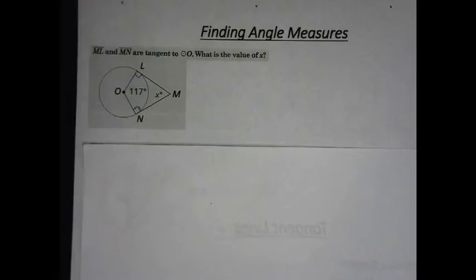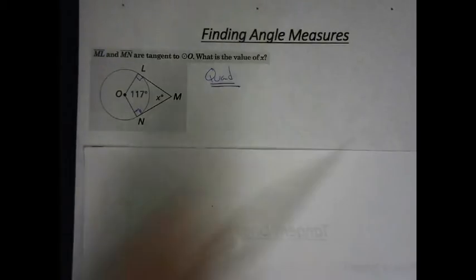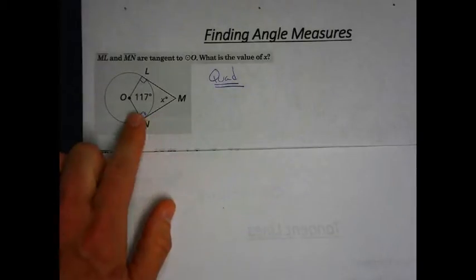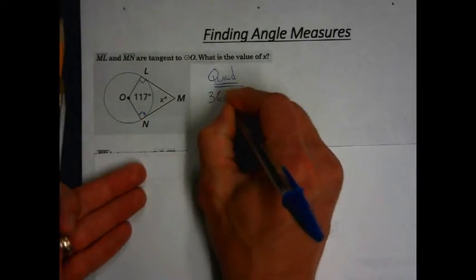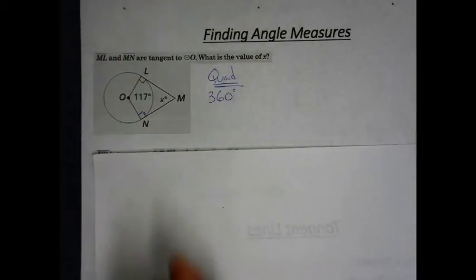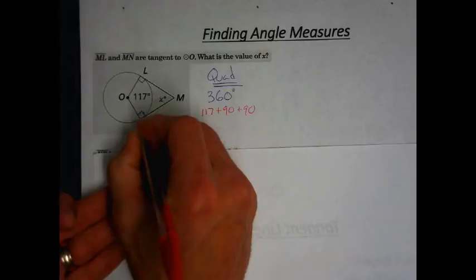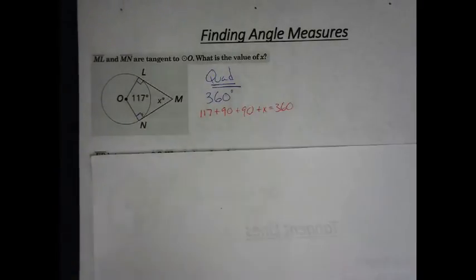Now, two ways to approach this. Way number one is through a quadrilateral. If we view this entire diagram as a quadrilateral, we know that the interior angles add up to 360 degrees. So what this tells us is that if I add 117 plus 90, because it's a right angle, plus another 90, again a right angle, plus our x, it is going to equal 360. And we can do algebra that way.